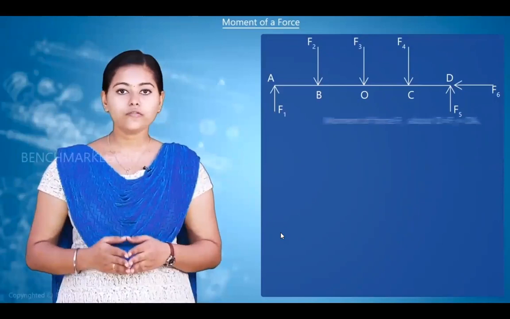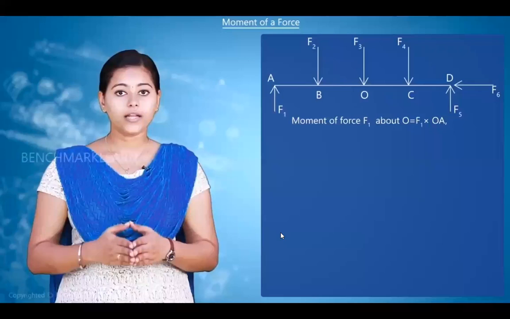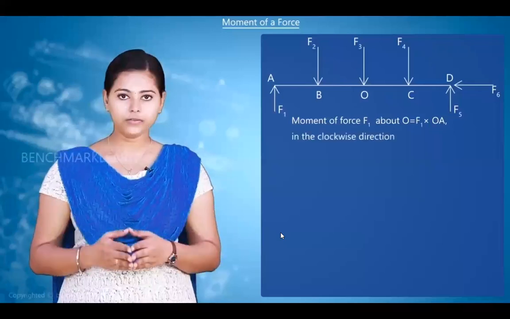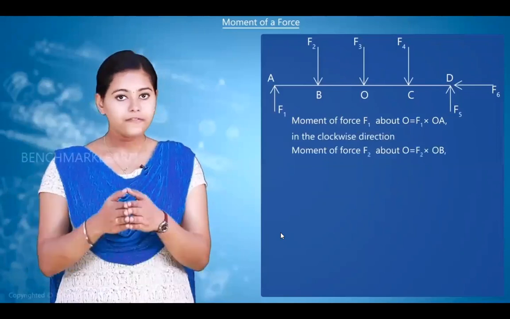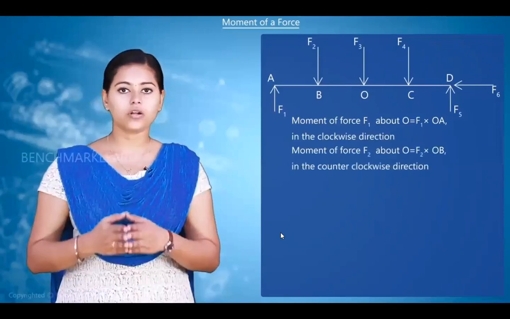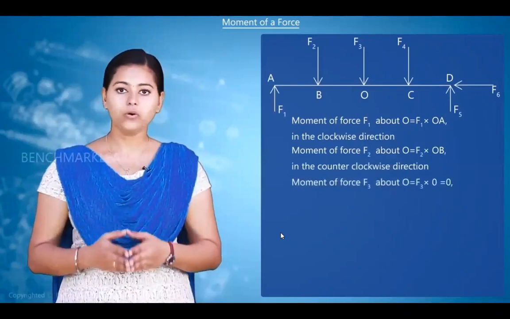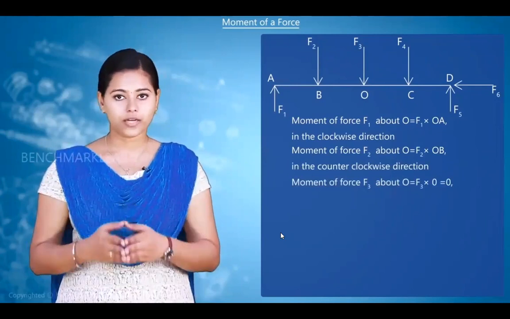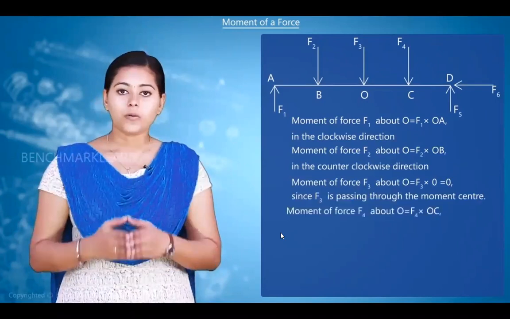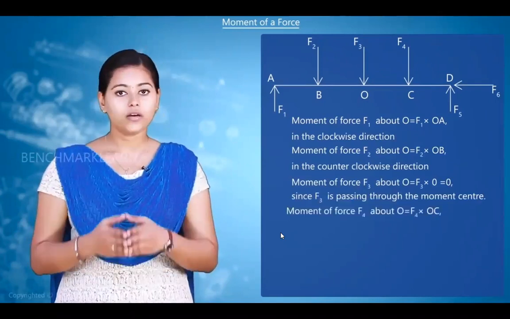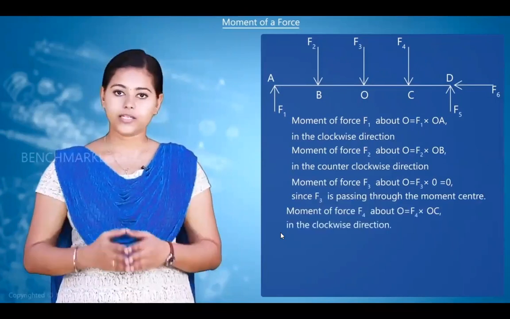Moment of force F1 about O is equal to F1 into OA in the clockwise direction. Moment of force F2 about O is equal to F2 into OB in the counterclockwise direction. Moment of force F3 about O is equal to F3 into 0, that is equal to 0, since F3 is passing through the moment center. Now, moment of force F4 about O will be equal to F4 into OC. It will be in the clockwise direction.